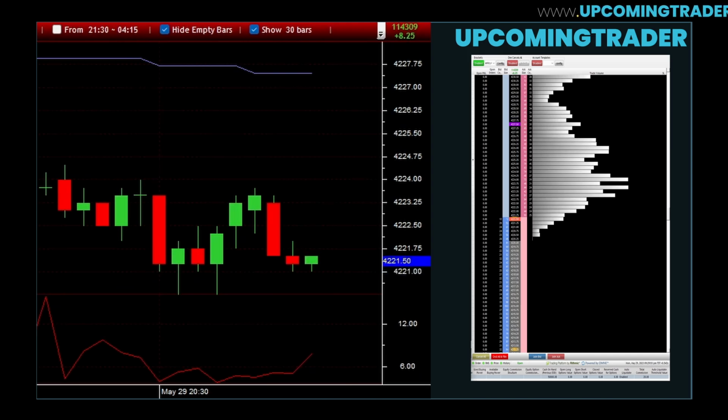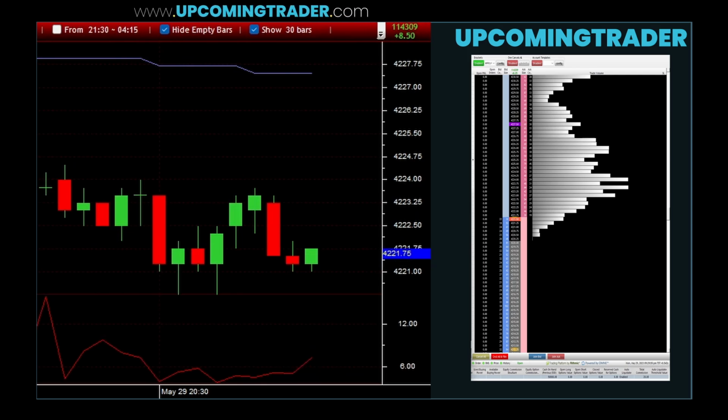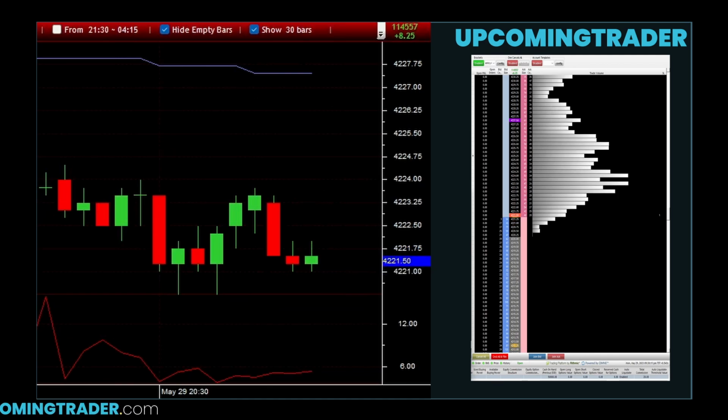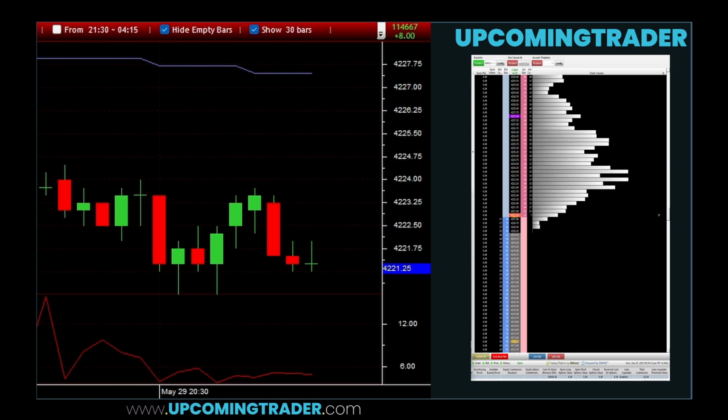Another mistake is forgetting to look at the bigger picture. The order book is just one piece of information. You should also consider other factors like market news or trends. And do not focus only on the big orders. Sometimes the smaller orders that are moving quickly can tell you more about what is really going on.